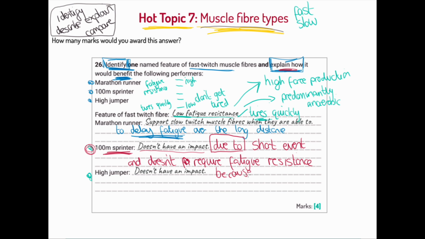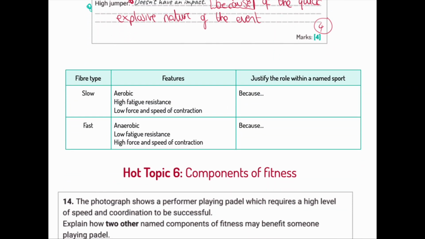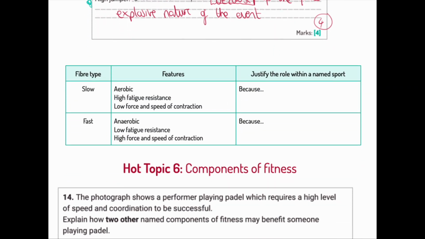Let's write because. Let's underline that. Because, again, very similar. Because of the quick, explosive nature of the high jump. So, of the event. So that's how you would go from not getting the mark here and here to getting all 4 marks. Let's move that page down to here and have a look just here.